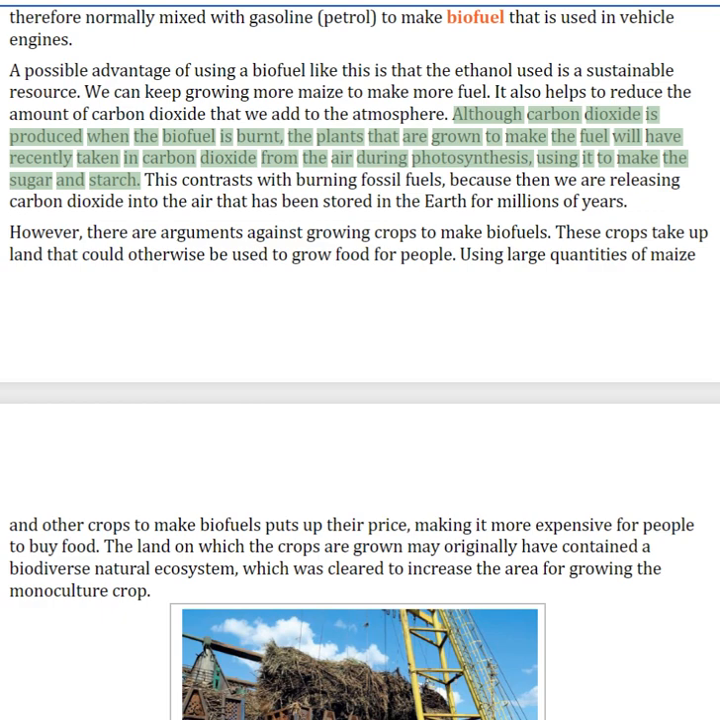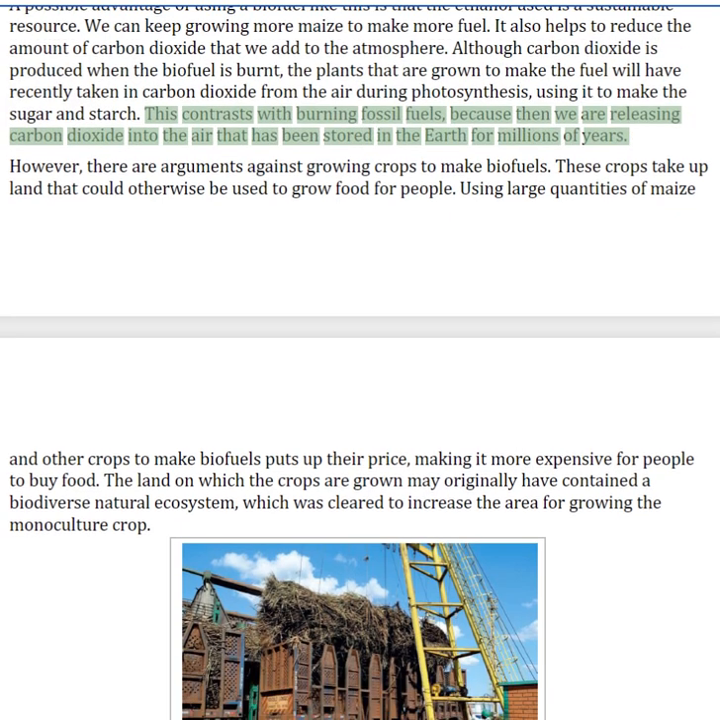Although carbon dioxide is produced when the biofuel is burnt, the plants that are grown to make the fuel will have recently taken in carbon dioxide from the air during photosynthesis, using it to make the sugar and starch. This contrasts with burning fossil fuels, because then we are releasing carbon dioxide into the air that has been stored in the earth for millions of years.